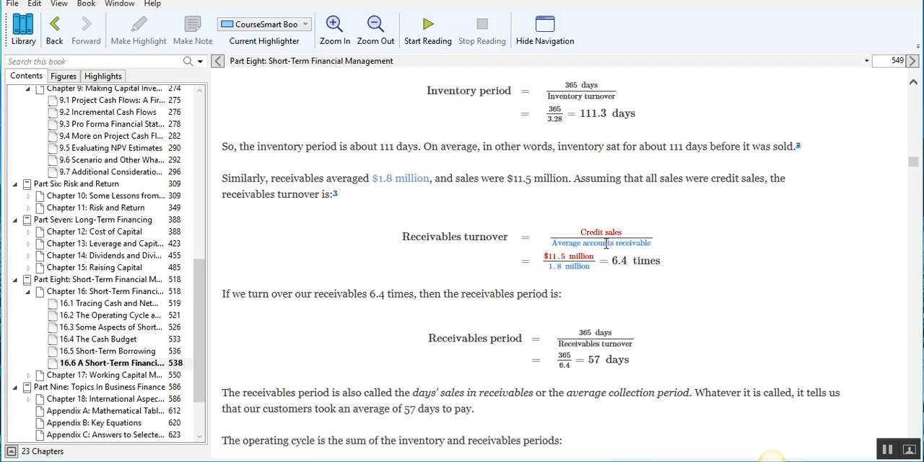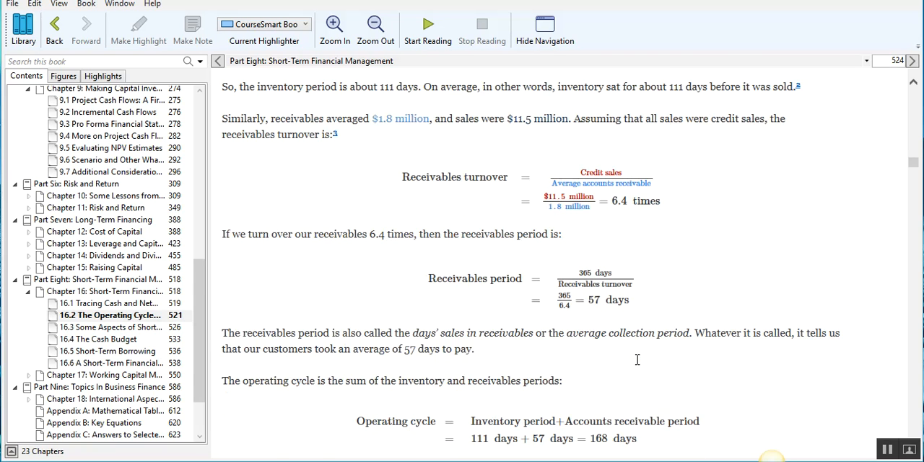Receivables turnover is similar in that we take credit sales divided by the average balance in our accounts receivable account, and we figure out how many times a year. These are credit sales for the year and the average balances for the year, and we say, okay, when we do that, we collect our accounts receivable 6.4 times a year. If we want to figure out how long that is, we take 365 divided by that turnover rate, and we get 57 days. In other words, it takes 57 days to collect our receivables.